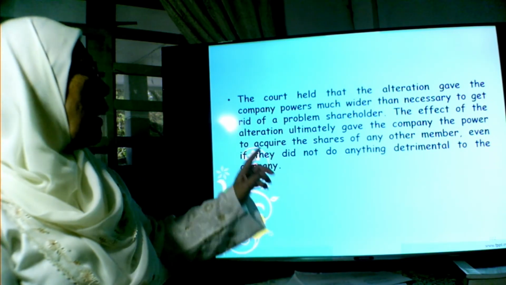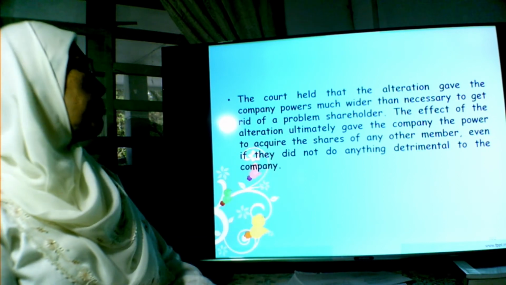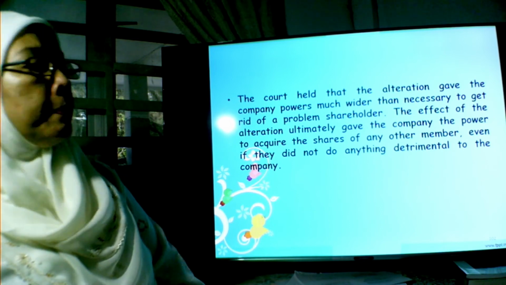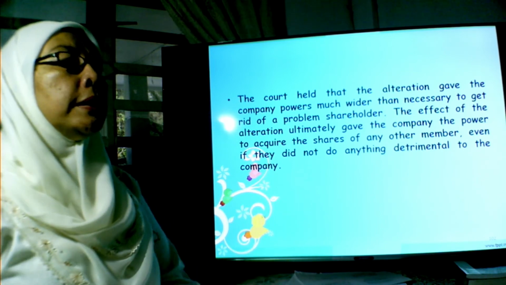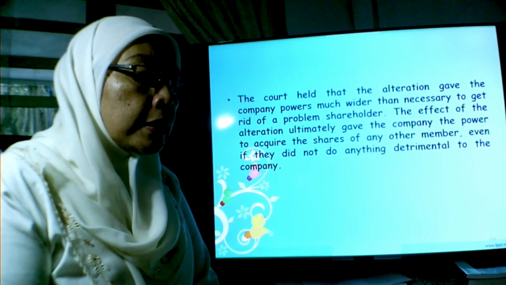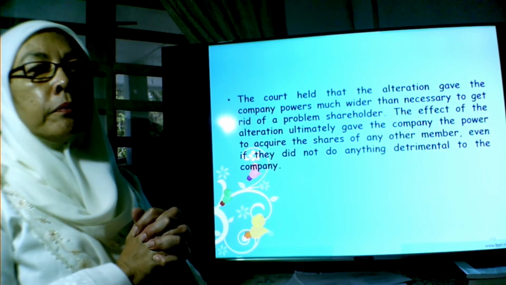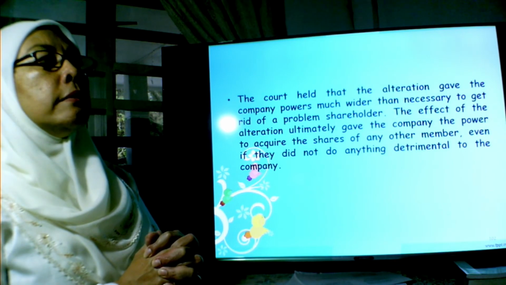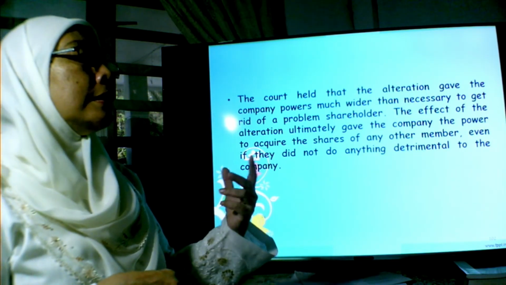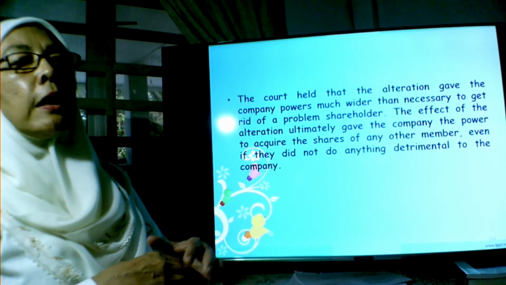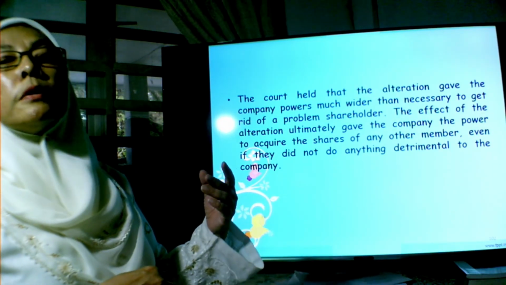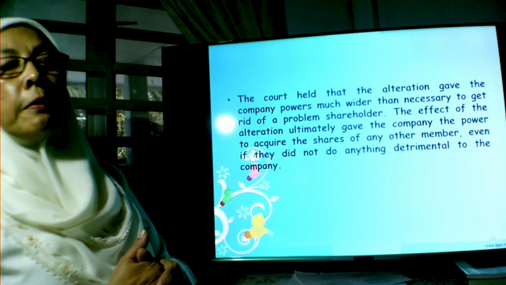Okay? The effect of the alteration ultimately gave the company the power to acquire the shares of any other member, even if they did not do anything detrimental to the company. Yes, at the moment, they wanted to get rid of the shareholder. However, at the same time, if later on, suddenly, a certain shareholder, they feel they don't like the shareholder, they can also exercise this power. Whereas this shareholder did not do something which is detrimental to the company.